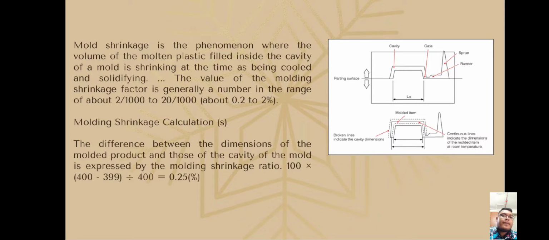A mold shrinkage calculation, which is the difference between the dimension of the molded product and those of the cavity of the mold, is expressed by the molding shrinkage ratio, which is 100 times (400 minus 399) divided by 400, and the answer is 0.25%.